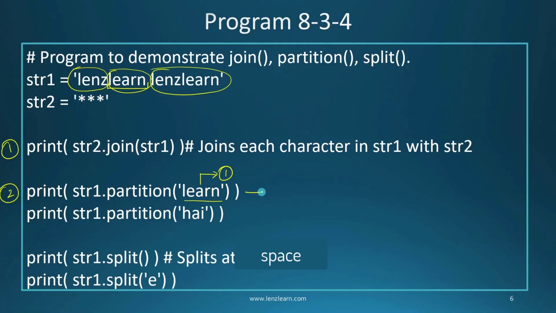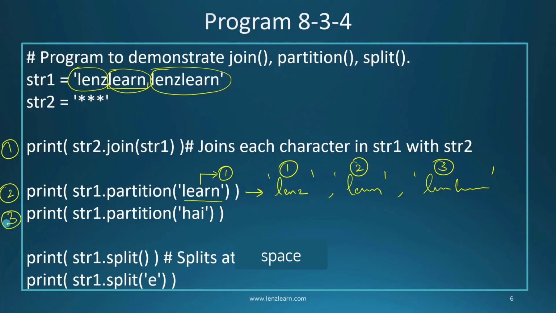That is why the output will come like lens, that is the first string. After that you will have learn, that is the second string, and after that you will get lens learn as a third string. You can see there is another learn over here, but this learn is insignificant. It will not be used. That is why I told you the first occurrence of learn will be used to partition the string. And you see here we got 3 strings as the output. This is the first string, second string, and the third string.